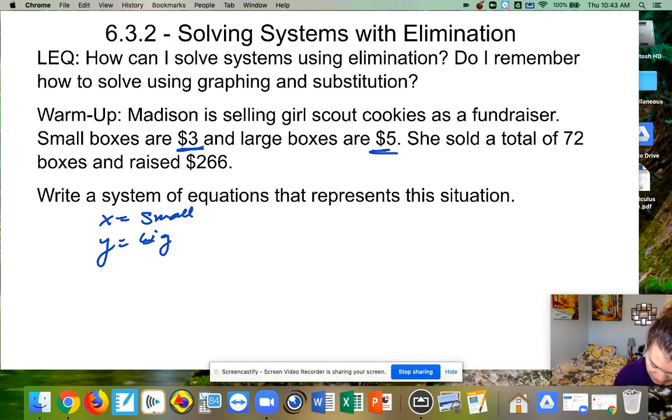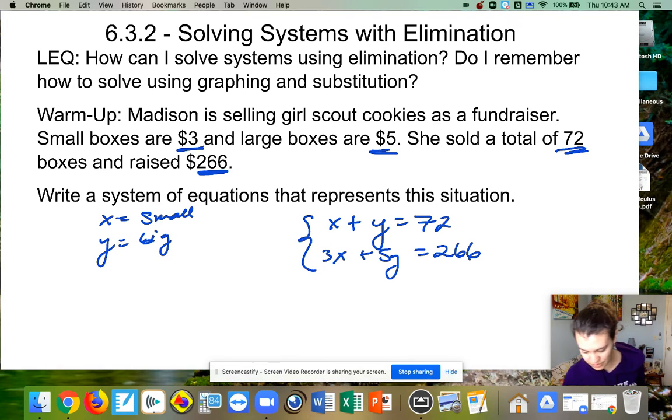So we need two equations here. She sold a total of 72. So we know all the small boxes and the big boxes have to equal a total of 72. And then she raised this much money. So every small box got $3, then every large box got $5, to equal the total amount. So that would be your system of equations right there.